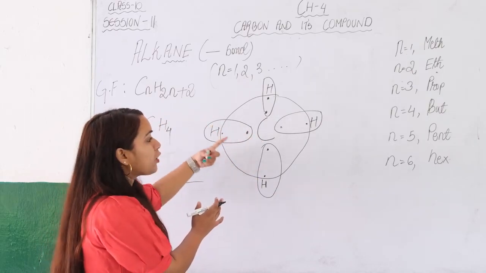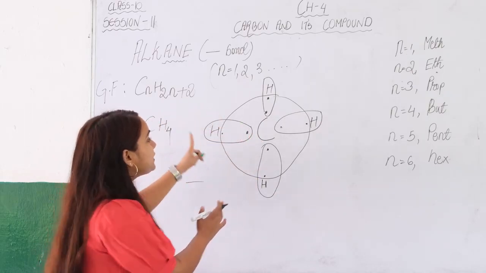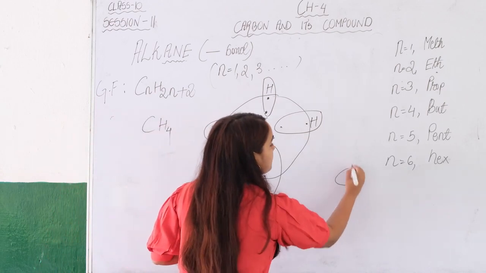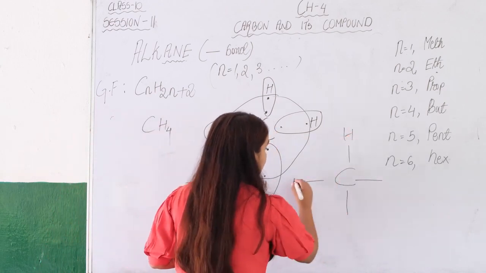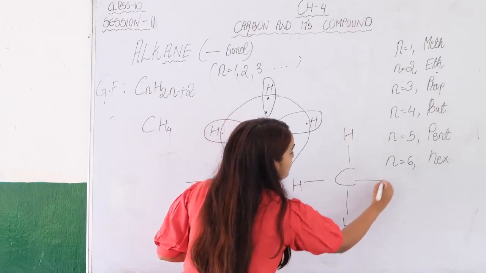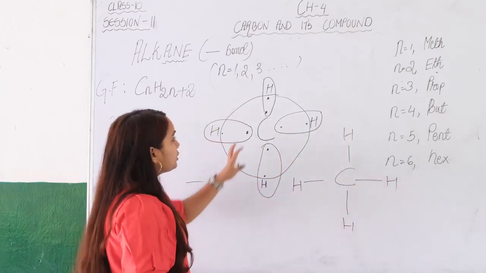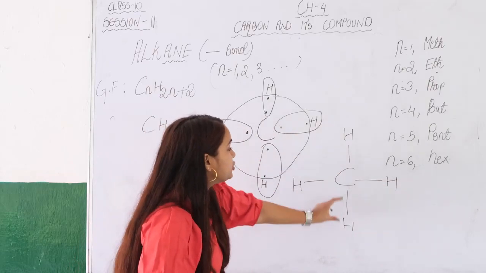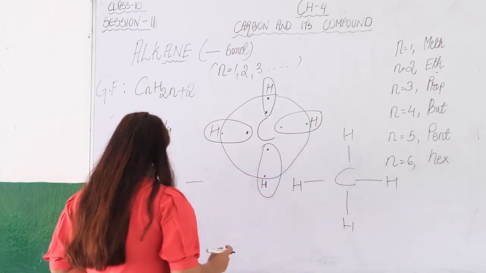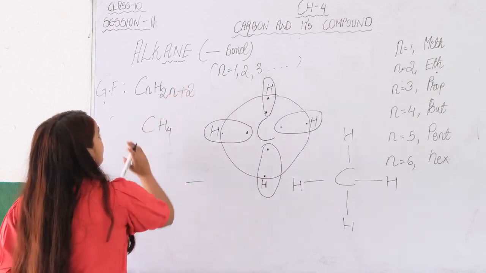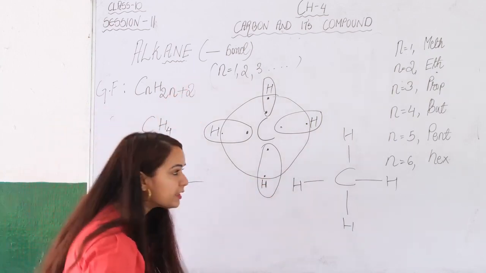If we are asked to draw a covalent structure for methane, it will be in this form: C single bond H. Because from this Lewis dot structure, you can see that only 1 pair of electrons has been shared. That means it will have the single bond. Remember that methane is the simplest alkane.